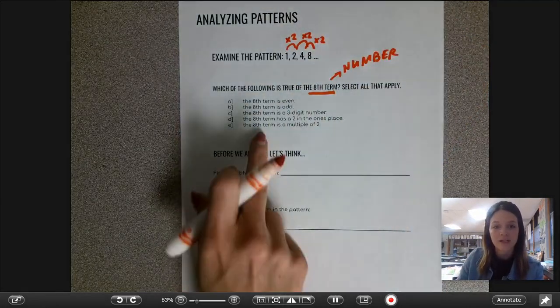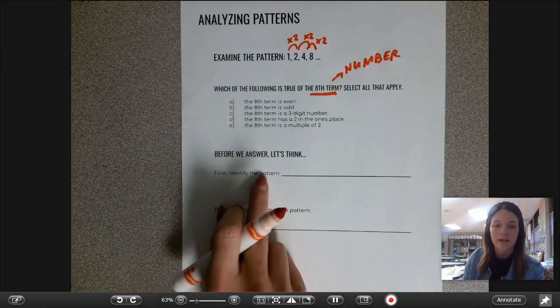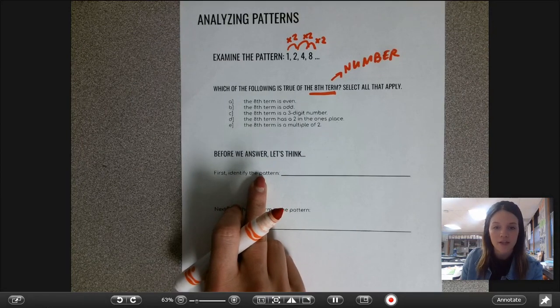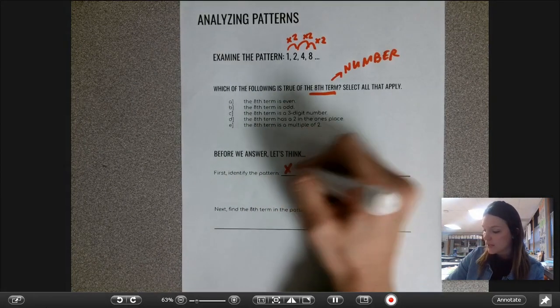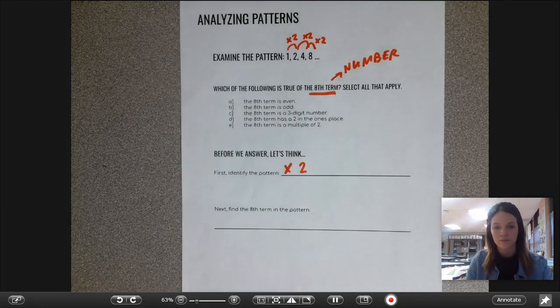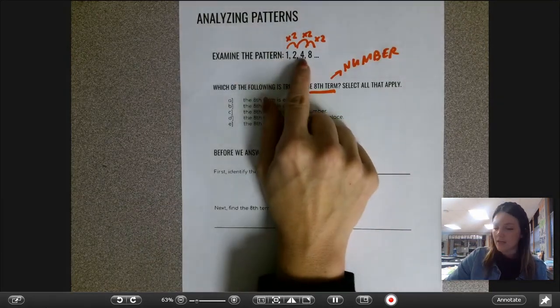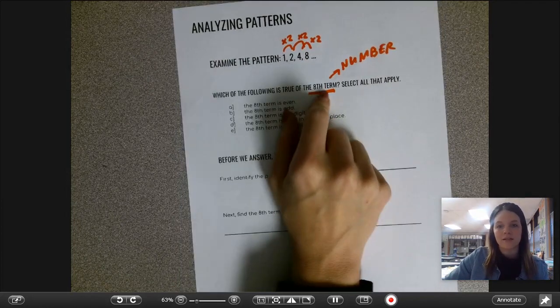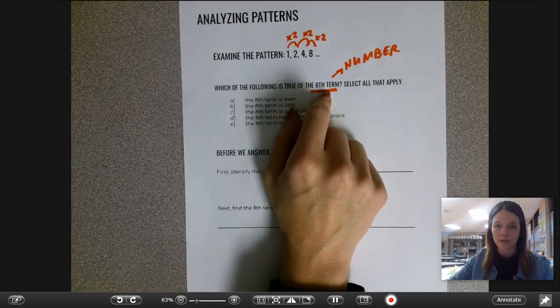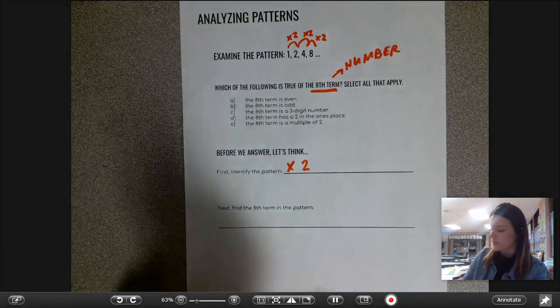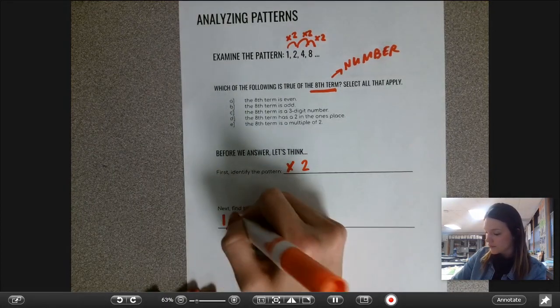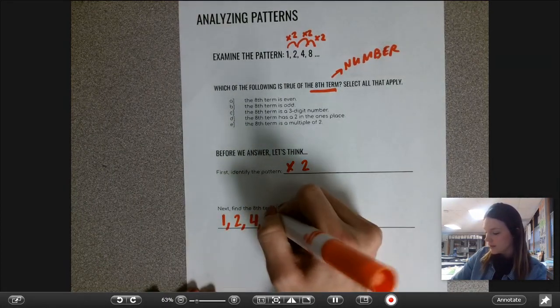So before I answer any of these questions about the pattern, I need to understand what the pattern is. And now I know that the pattern is that I'm multiplying by 2. Now that I know that, I only have 1, 2, 3, 4 terms. And the question is asking about the 8th term, or the 8th number in the pattern. So we have to figure that out first. So first is 1, 2, 4, 8.